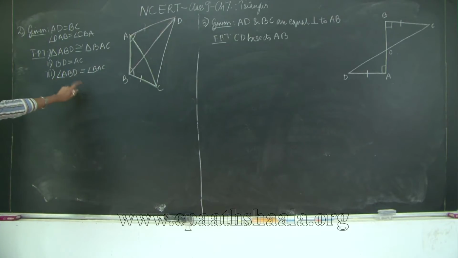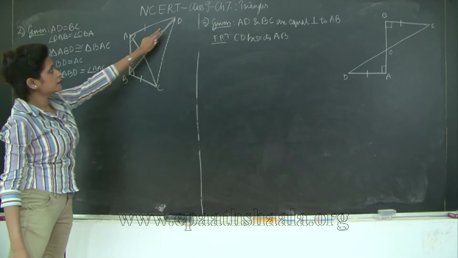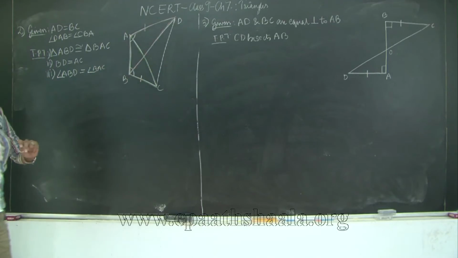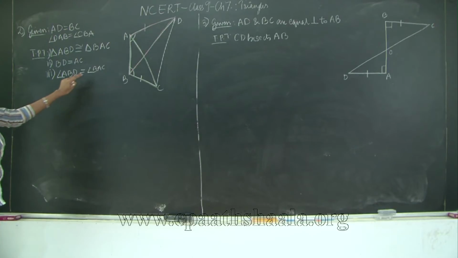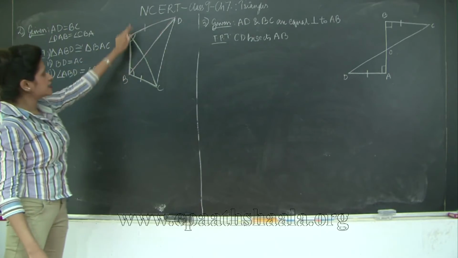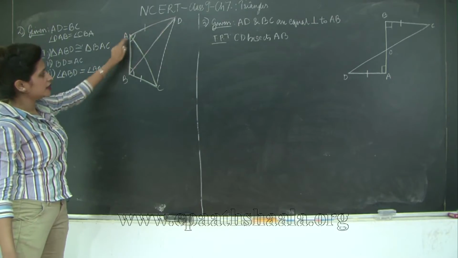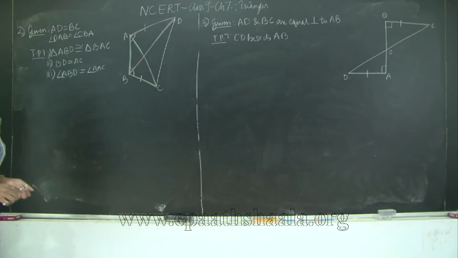Now, we need to prove after this that BD is equal to AC. So, obviously, we can say that BD is equal to AC through corresponding parts of congruent triangles, and also for ABD and BAC, angle ABD is going to be equal to angle BAC for corresponding parts of congruent triangles. Now, let us go ahead and prove this.